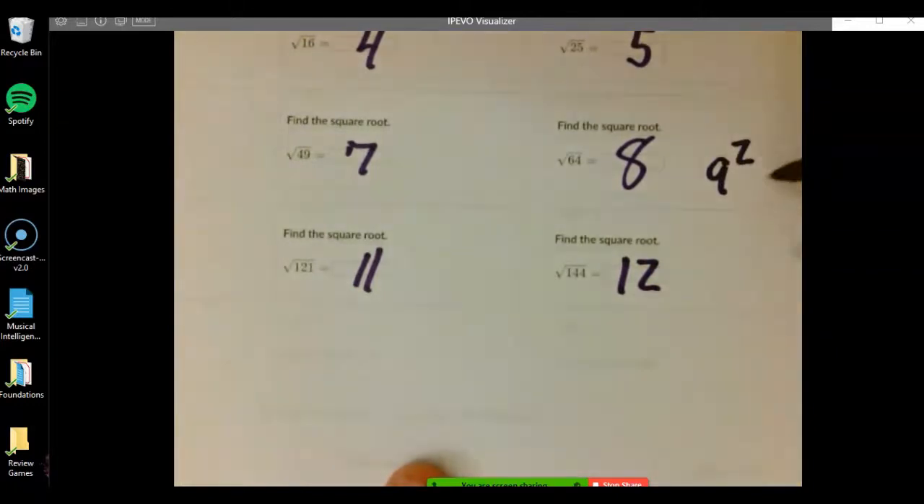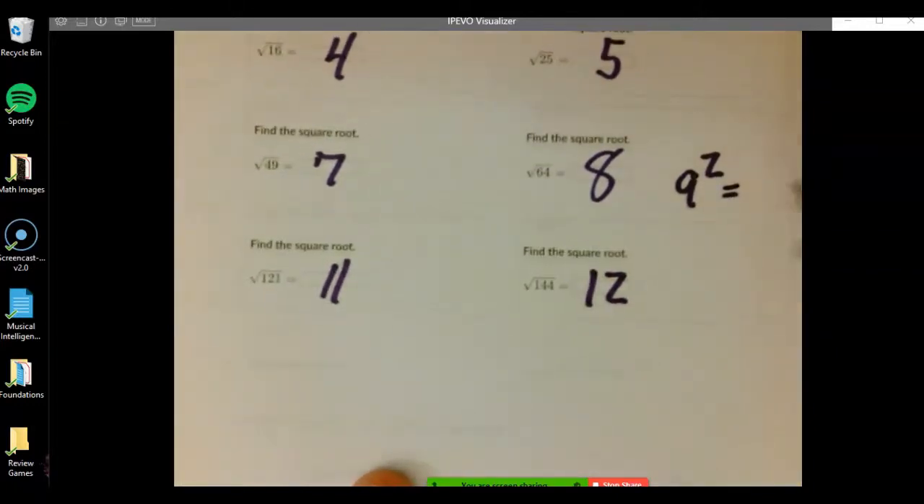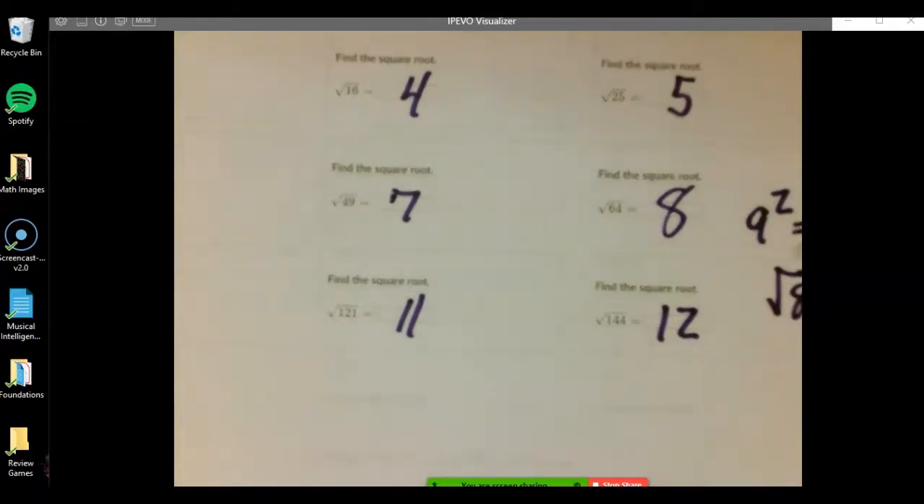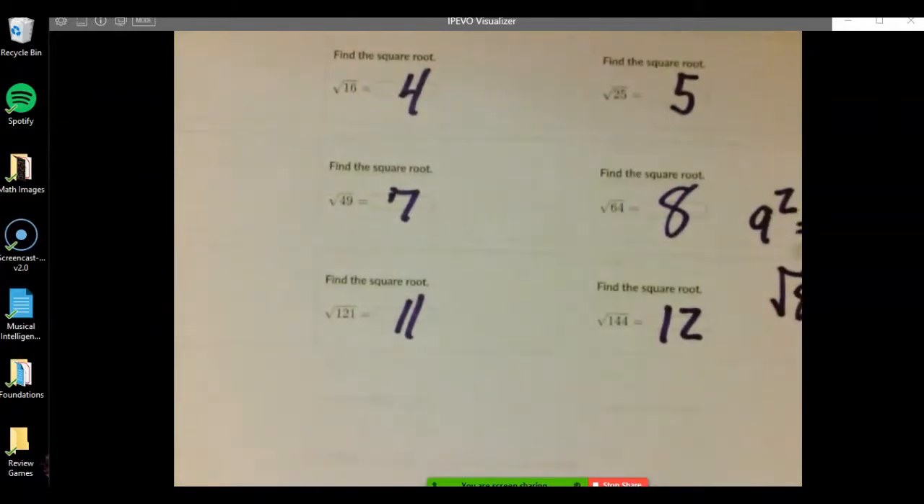So wait, we skipped 9. What is 9 squared if we go the other direction? 81. So if we wanted to get this, we could say square root of 81 is 9. Very good. Now, you feel good about yourself right now? You're like, yeah, those were great. Those were easy. Don't worry, I'm about to take that feeling away.